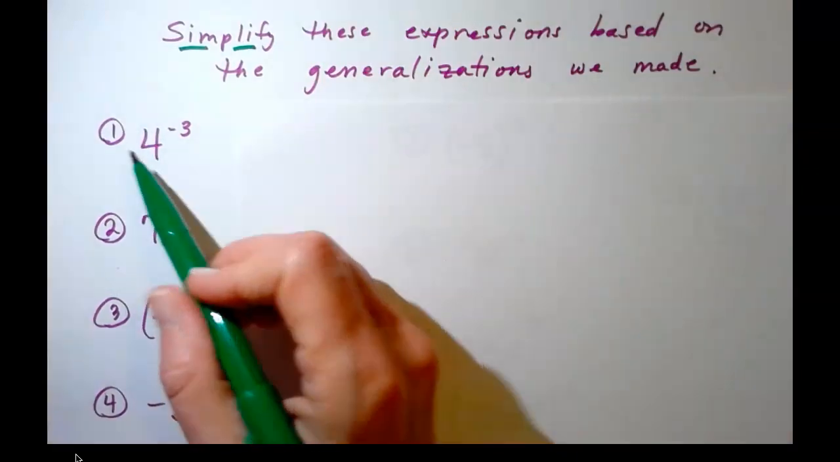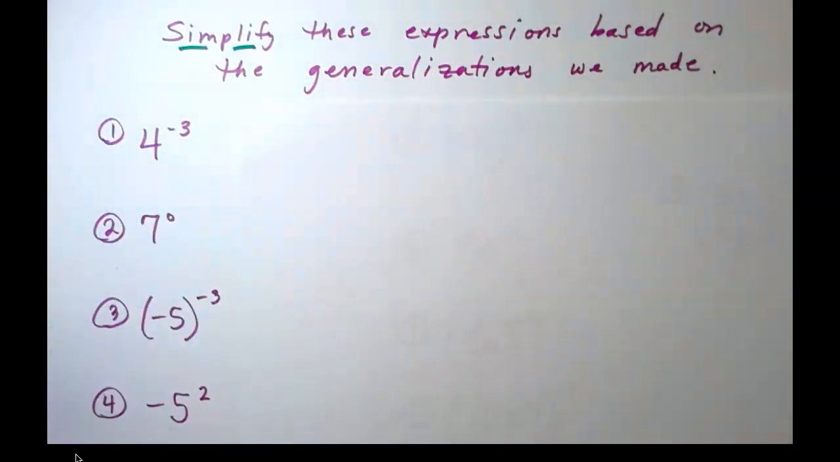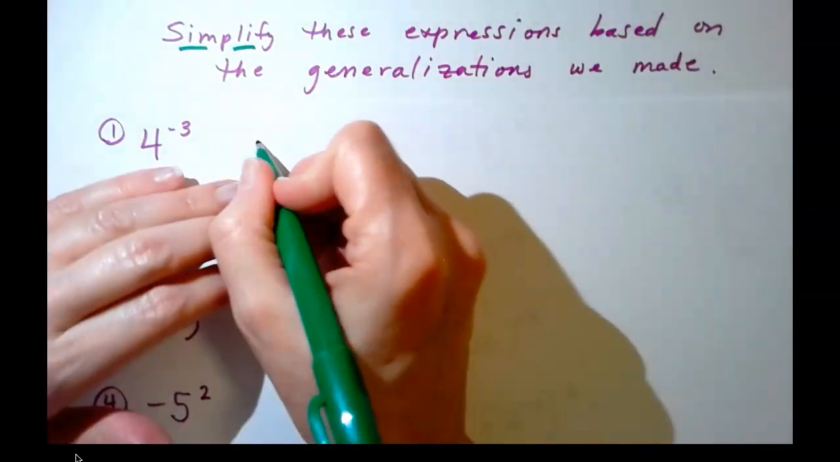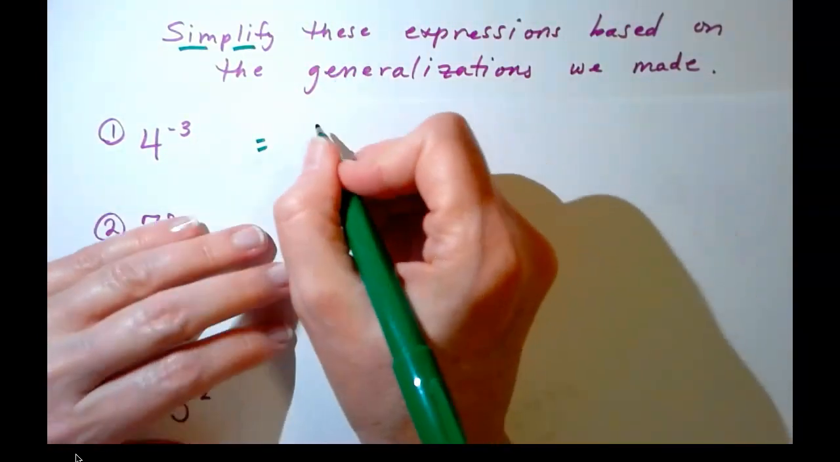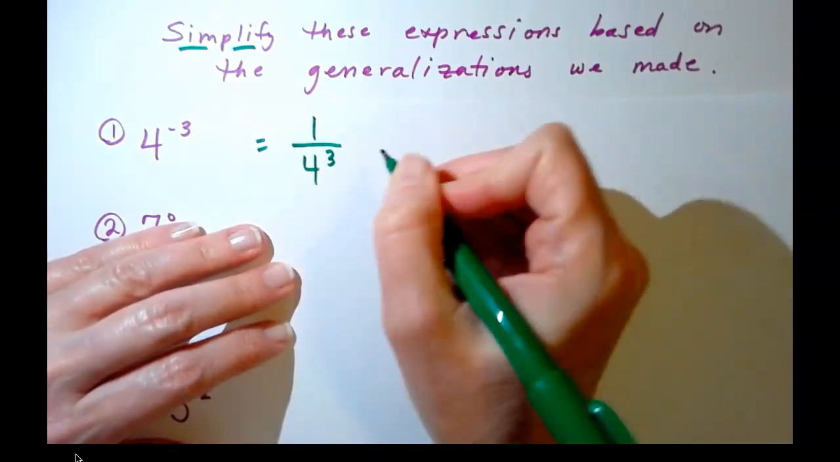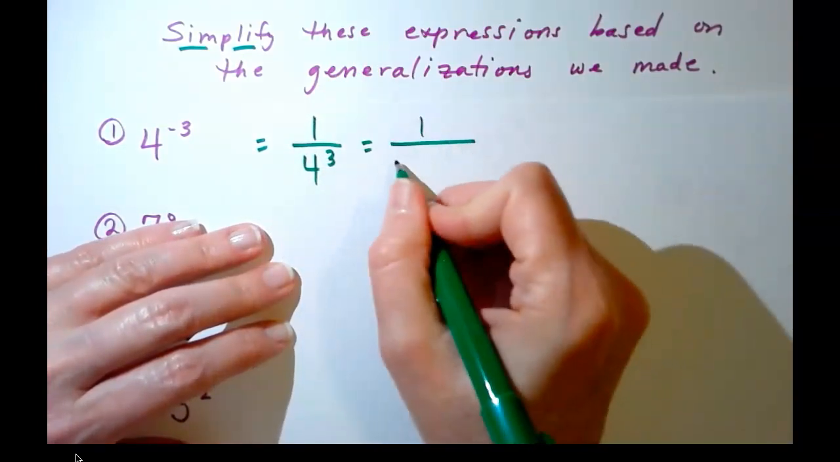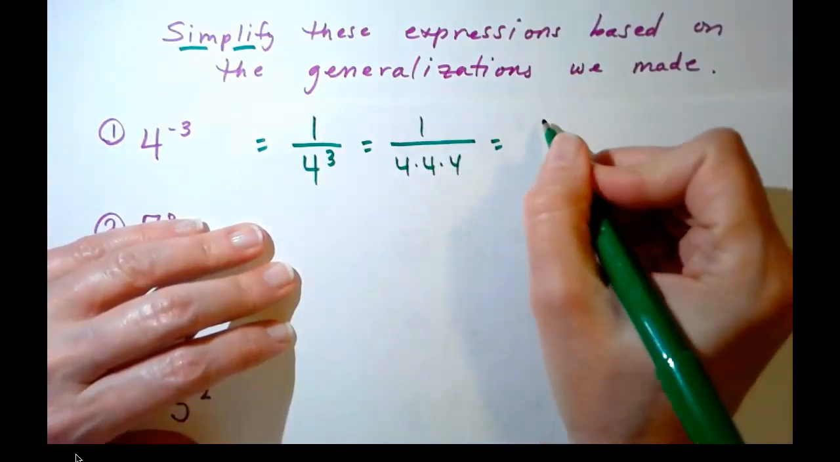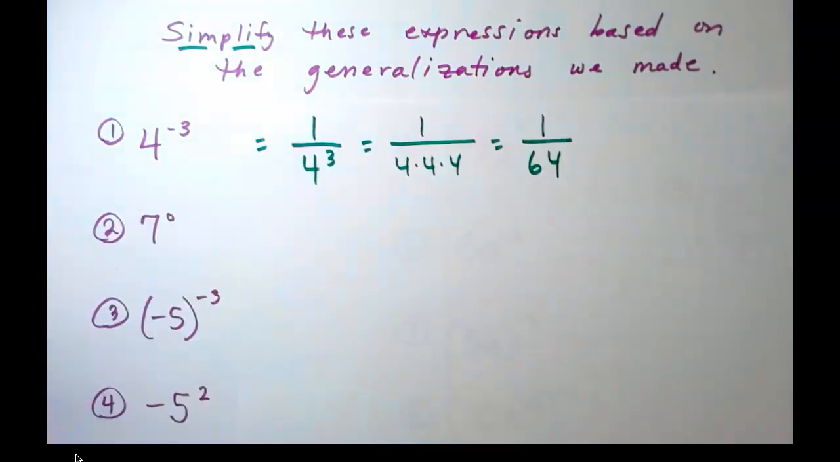First of all, if we have 4 to the negative third, remember, we don't get a negative number here. Negative exponents will make reciprocals, so that means that 4 to the negative third must be the reciprocal of 4 to the third, so 1 over 4 to the third. 1 over 4 times 4 times 4. 4 times 4 is 16. 16 times 4 is 64. 1 over 64. So 4 to the negative third is 1 over 64.